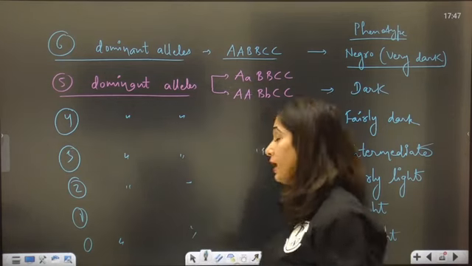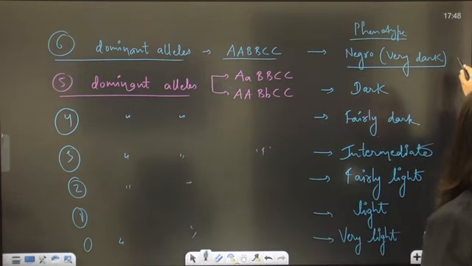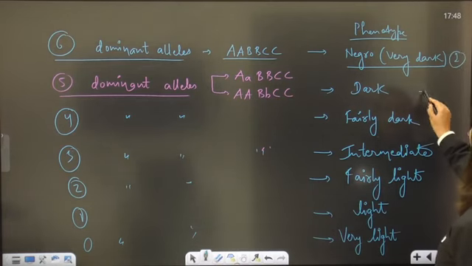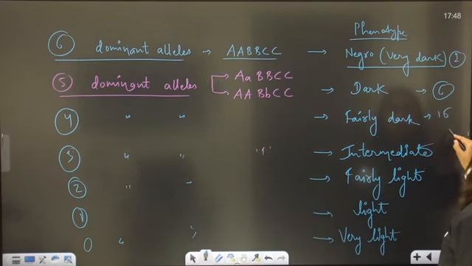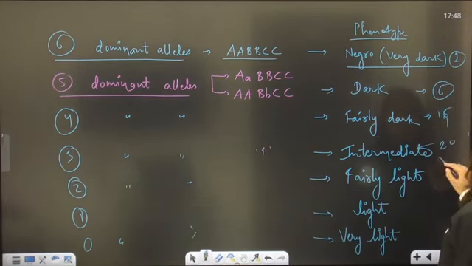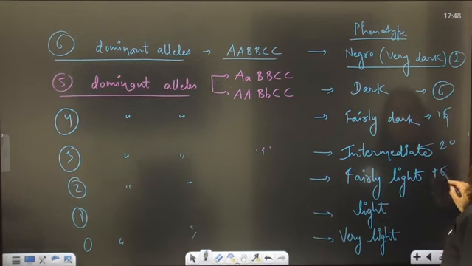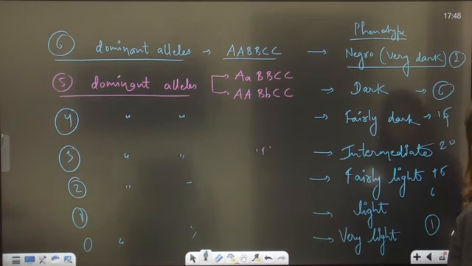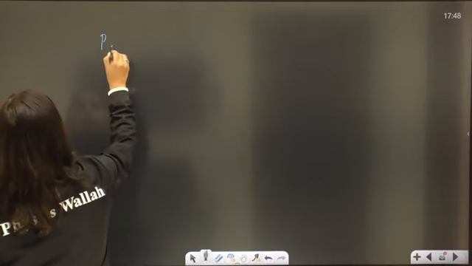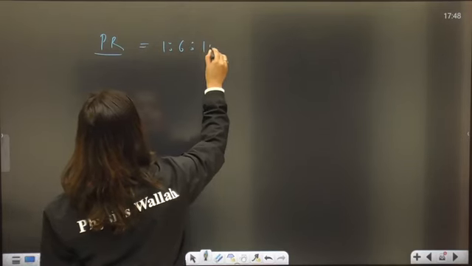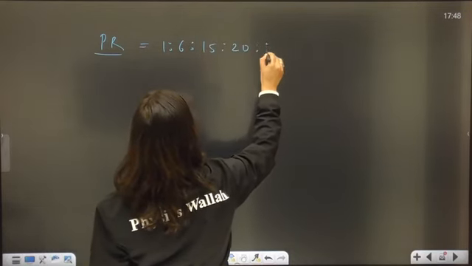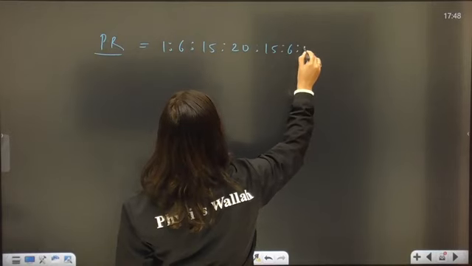be 64, and out of them the possibility of this can be 1, of this can be 6, of this can be 15, of this can be 20, again 15, 6 or 1. That means the phenotypic ratio you get would be 1:6:15:20:15:6:1.